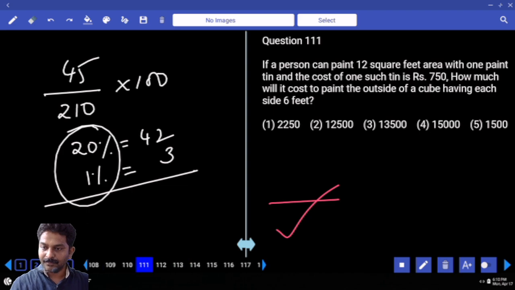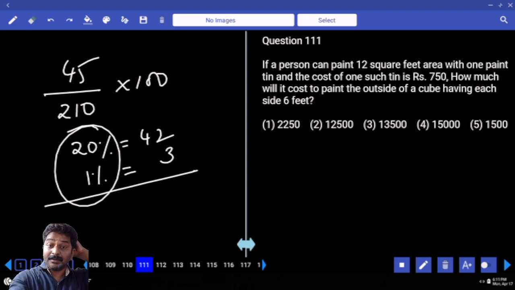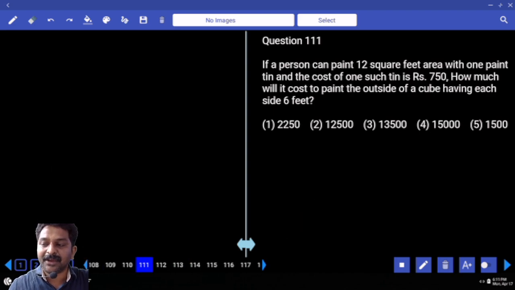Over? If a person can paint 12 square feet area with one paint tin and the cost of one tin is equal to 750. Stop here and tell me, 750 is the cost for how much area?